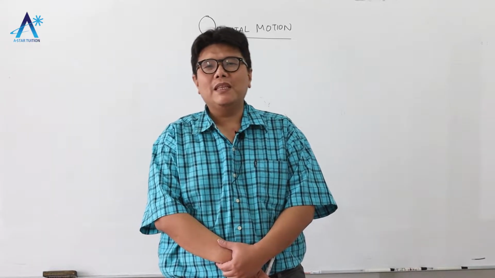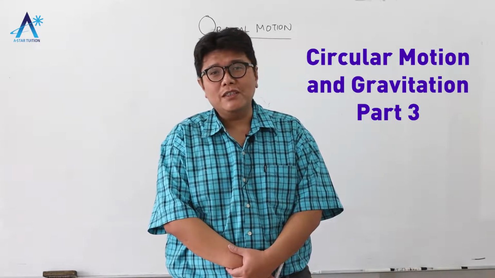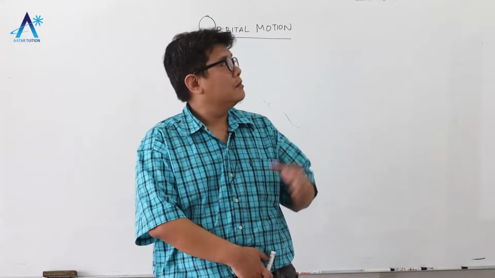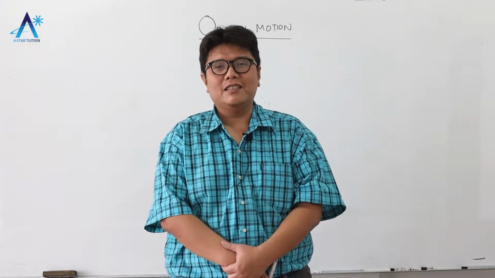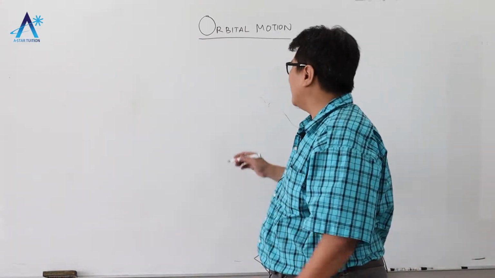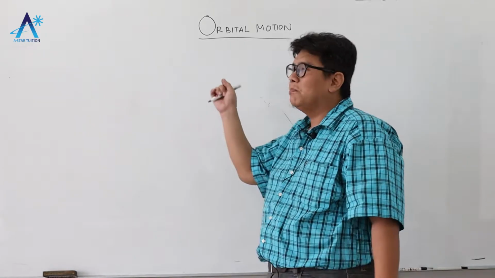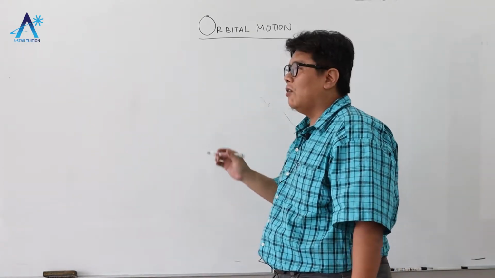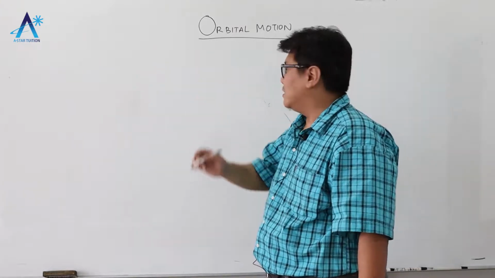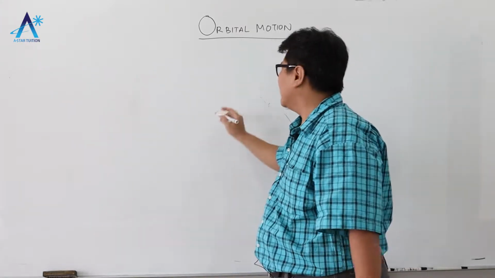Today we will complete our discussion about circular motion and gravitation. Specifically, we will talk about orbital motion. Let's just start. Now, the discussion about orbital motion usually starts with the notion of planetary motion, or the moon orbiting around the Earth, for instance, or any satellite.